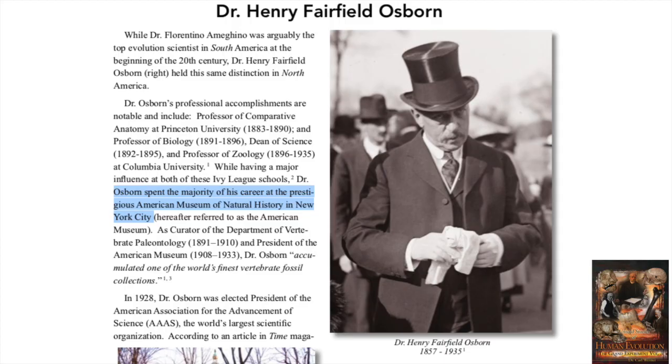And so now it comes to our second character as the plot thickens. This is the president of the museum, Dr. Henry Osborne, and he spent the majority of his career at the prestigious American Museum of Natural History in New York City. The prestigious, this is highly respected. What they say goes, and he's running it. And so he's got to respond publicly to the charges of evolution, to that evolution critique.